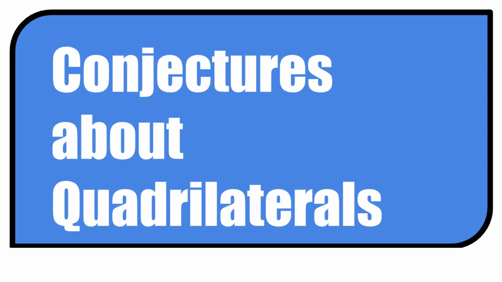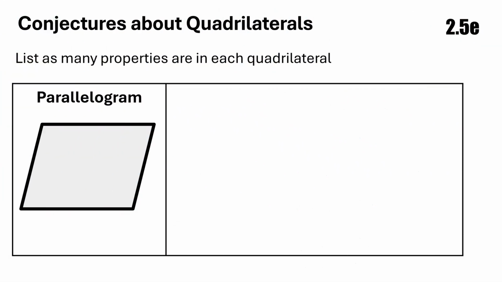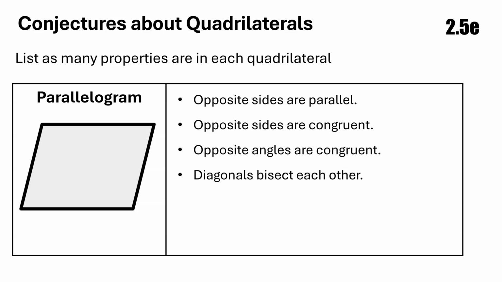This lesson will be about conjectures about quadrilaterals. The main point will be about properties of quadrilaterals. The first quadrilateral is a parallelogram. All parallelograms have opposite sides that are parallel. Opposite sides are congruent. Opposite angles are congruent. Diagonals bisect each other.